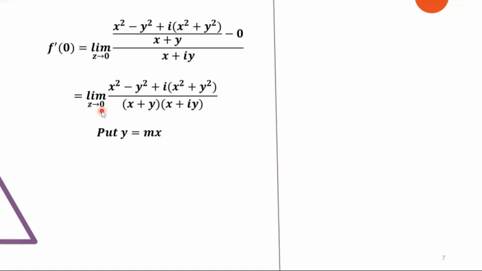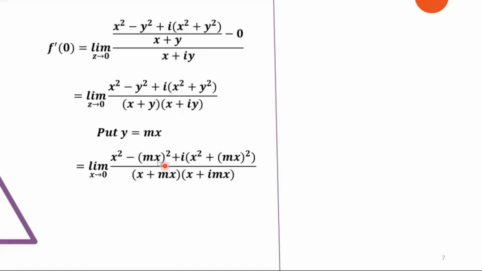So z also will tend to x now. Z will become x now. So in the next step, putting y equal to mx. We can take any curve, it is not necessary to take only y equal to mx. Take a parabola, any curve you can take. Y square equal to x or y cube, any curve you can take. Okay, and you can show that the values are different. Any curve you can take, that is not an issue.